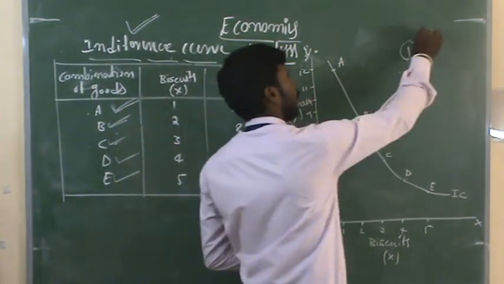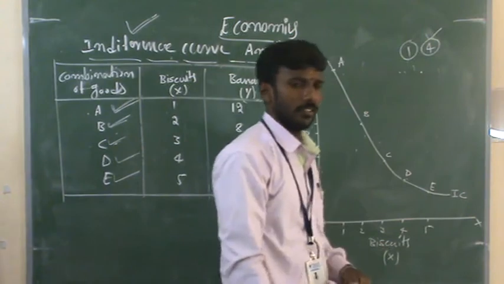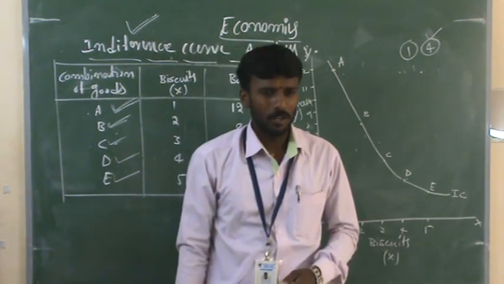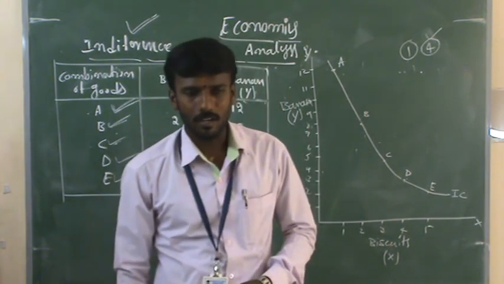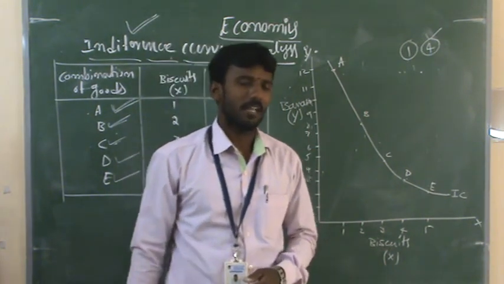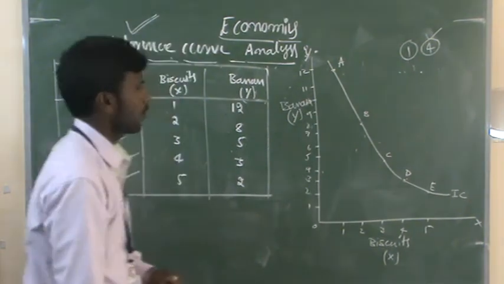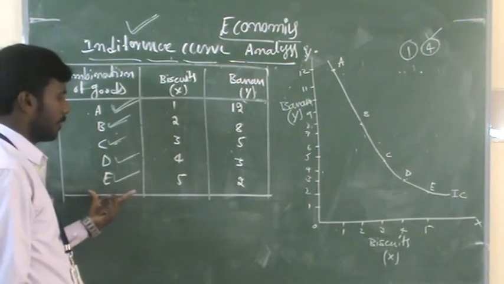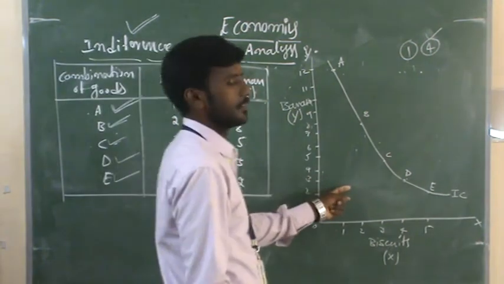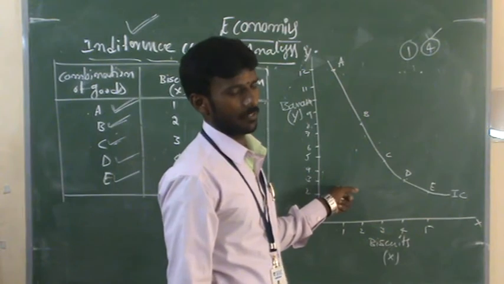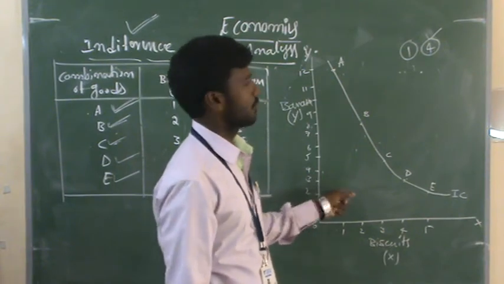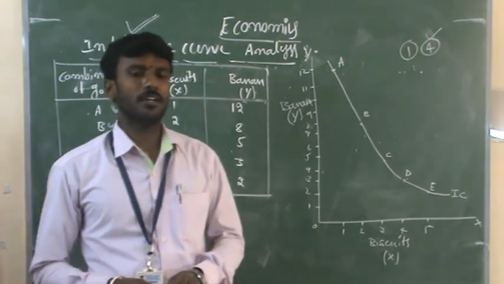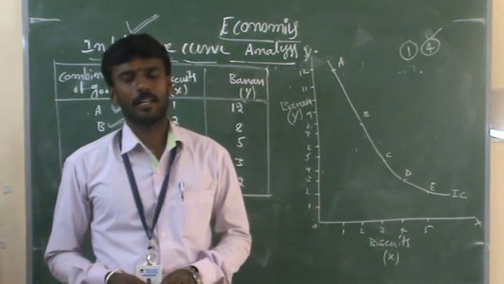Then comes maybe the 4 marks question: explain the indifference curve with the help of the table and diagram. While the examiner is asking this question, we are going to write the introduction, the meaning, and the table explanation, and finally the diagram explanation. So this is the concept of the indifference curve.